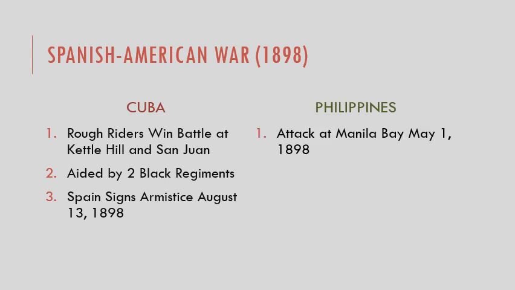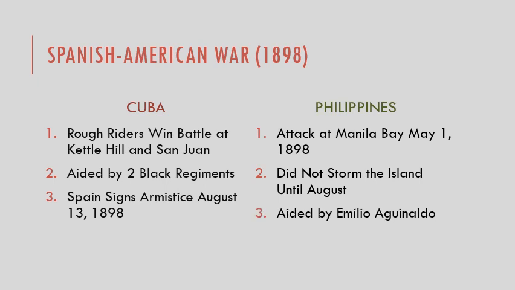And while there's fighting in Cuba, there's also fighting in the Philippines. Of course, George Dewey goes to Manila Bay on May 1st, 1898. They fought off the coast, not storming the island until August, and they're aided by a Filipino named Emilio Aguinaldo, who was a revolutionary and wanted to get rid of the Spanish and hoped that once Americans helped them, he and fellow Filipinos would be able to run their own country. So there's some things to know.